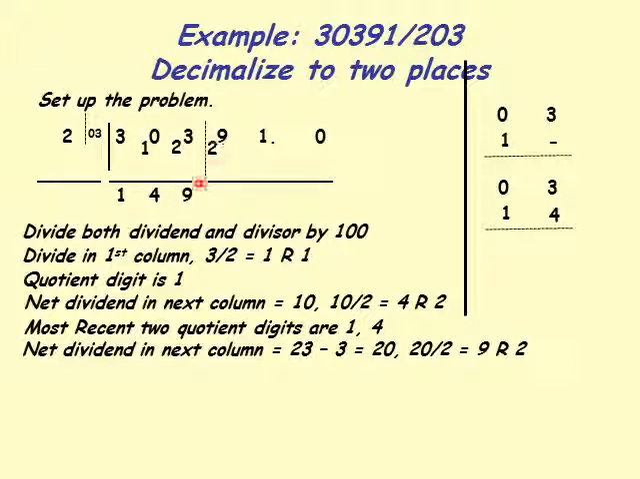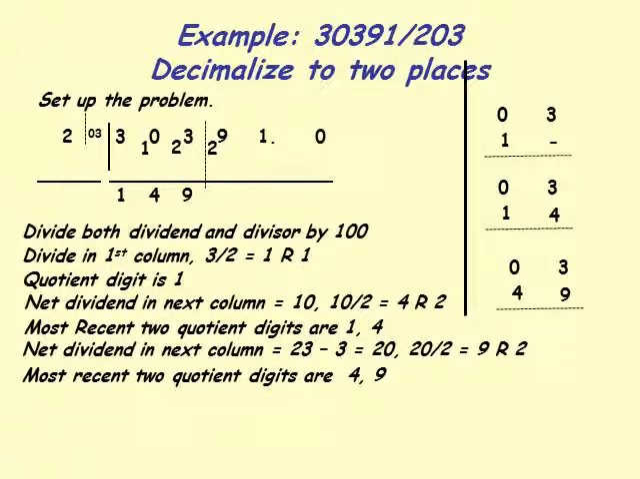Now 4 and 9 are the two most recent quotient digits. So we have 0 and 3 from the flag digits, and 4 and 9 from the quotient digits, and the adjustment in the next column is 4 times 3, 12. 0 times 9 does not contribute, so 12 is the adjustment in the next column.